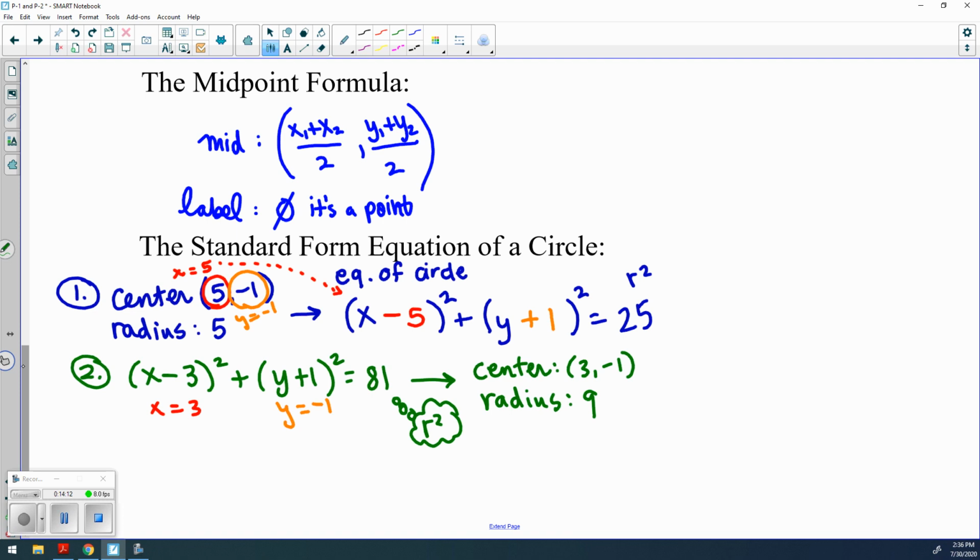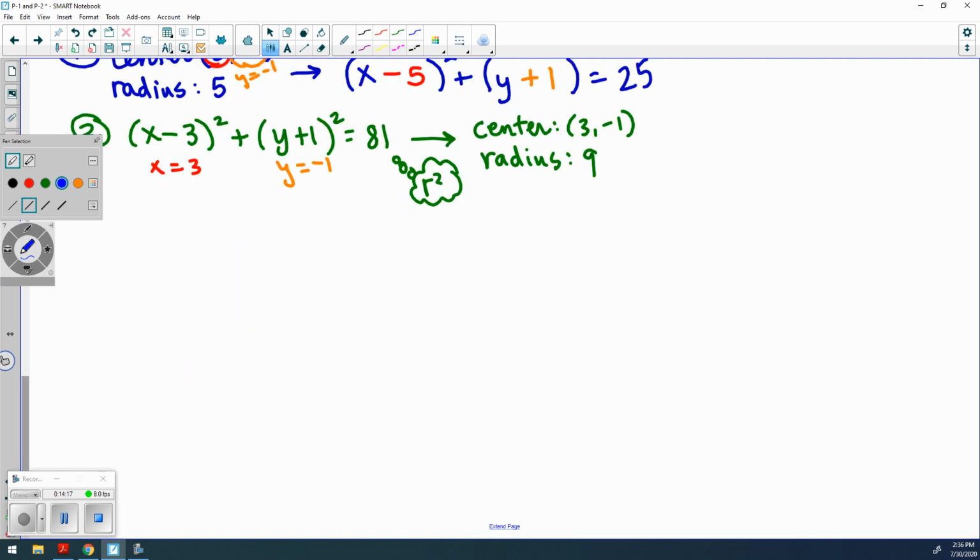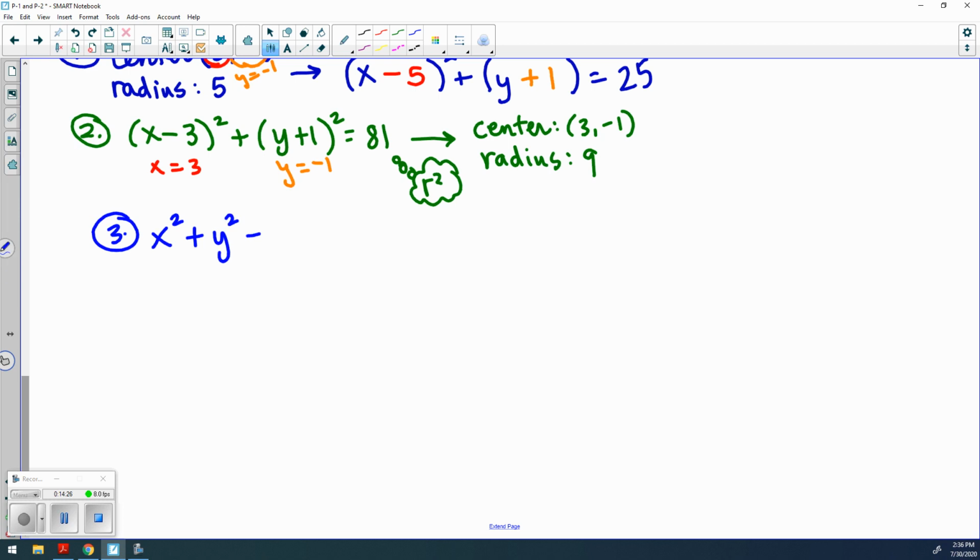I'm going to throw one more problem up here, and I'm going to just let you think about this on your own. You're going to complete the square to find the center and the radius. The equation is x squared plus y squared plus 4x minus 6y plus 12 is equal to 0. You are going to have to complete the square, and you're going to find me the center, and you're going to find me the radius.